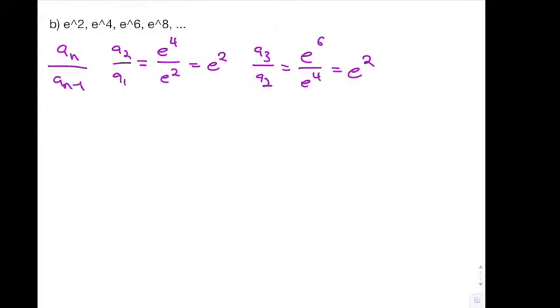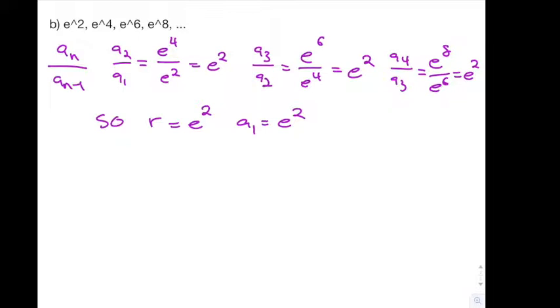And I think that's true as well for a sub 4 over a3, which is e to the 8th over e to the 6th, and that's e squared. Okay, so our common ratio equals e squared, and our first term also happens to be e squared. Pulling this all together, a sub n equals e squared times e squared to the n minus 1.